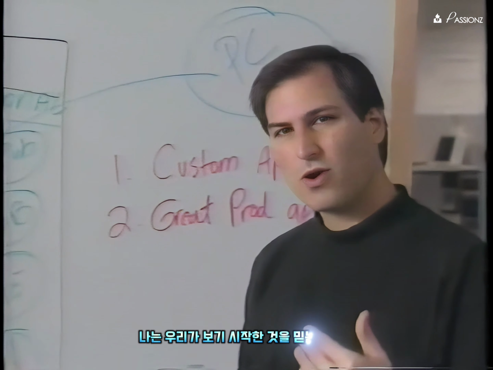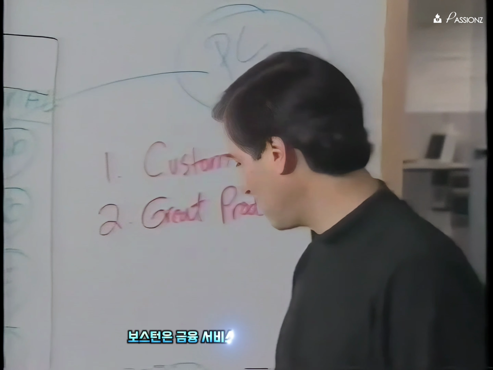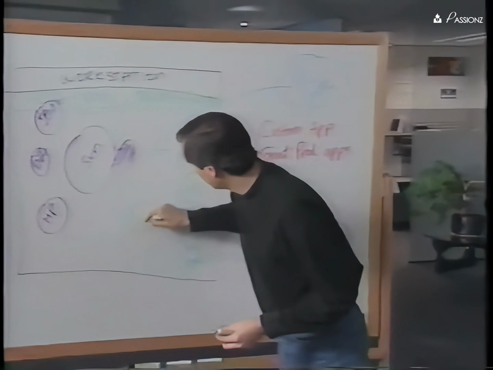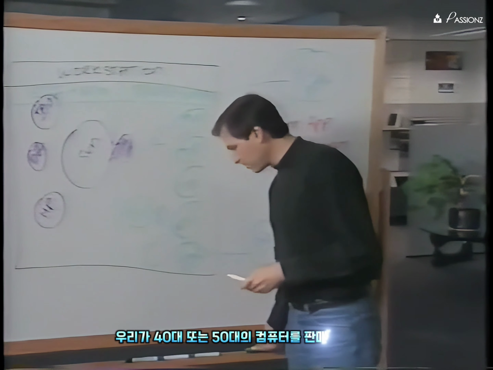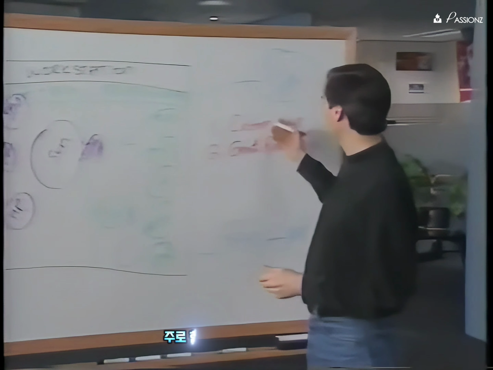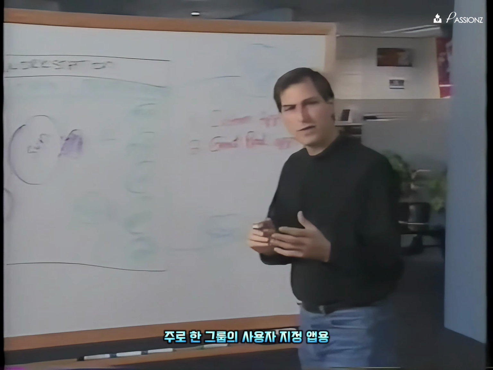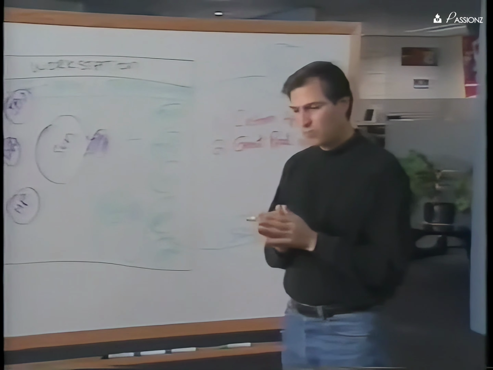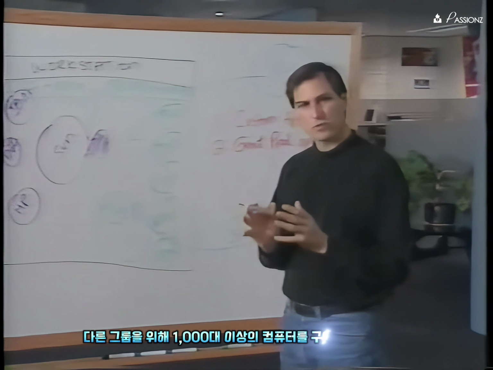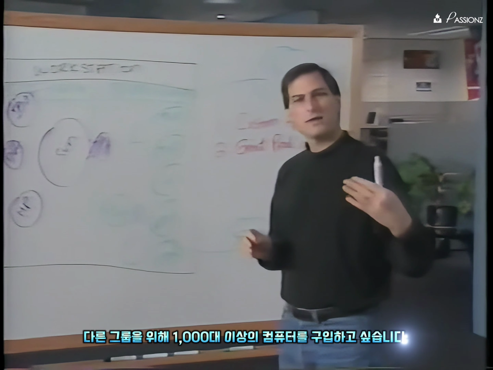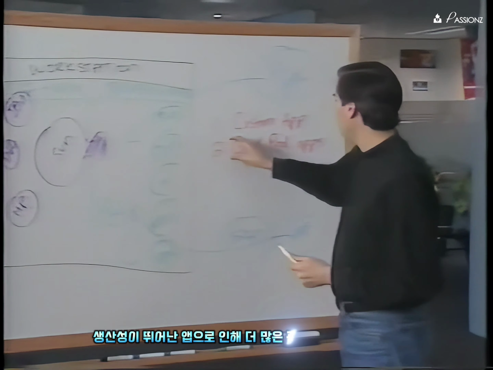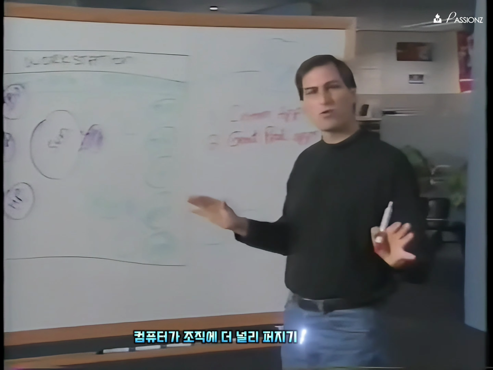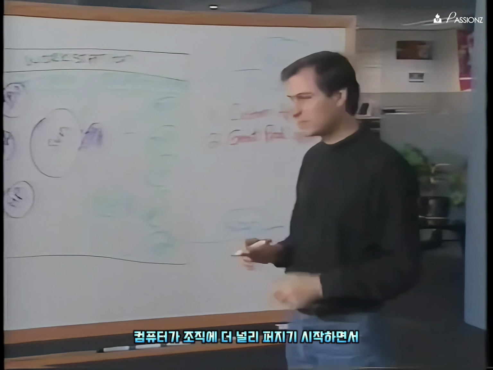I believe what we're starting to see, first, Boston is a good example in the financial services market that I forgot to draw, of a company where we sold 40 or 50 computers, primarily for the custom app in one group. 3-4 months later, a second group comes back and wants to buy over 1,000 computers for another group that is more concerned now with great productivity apps as the computers start to spread more widely in the organization.